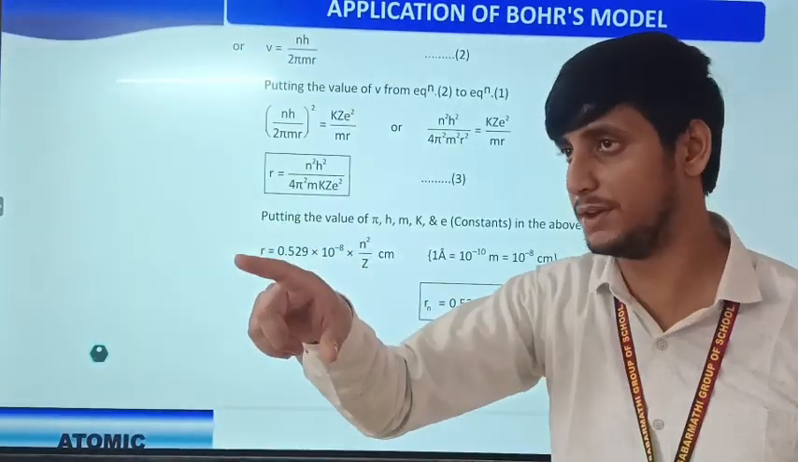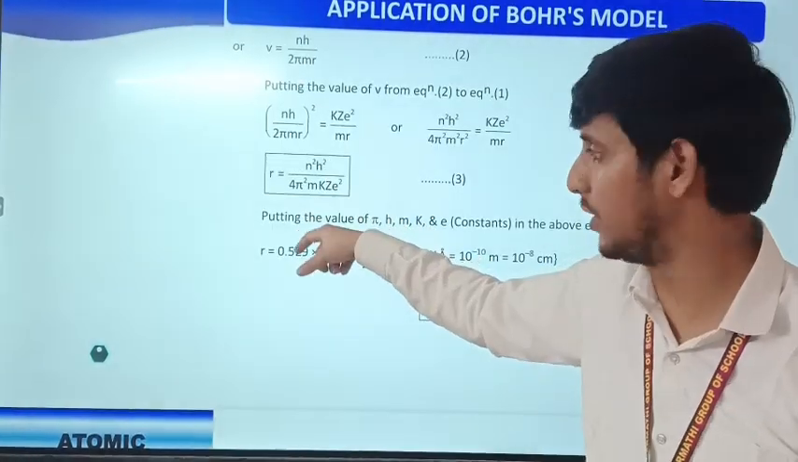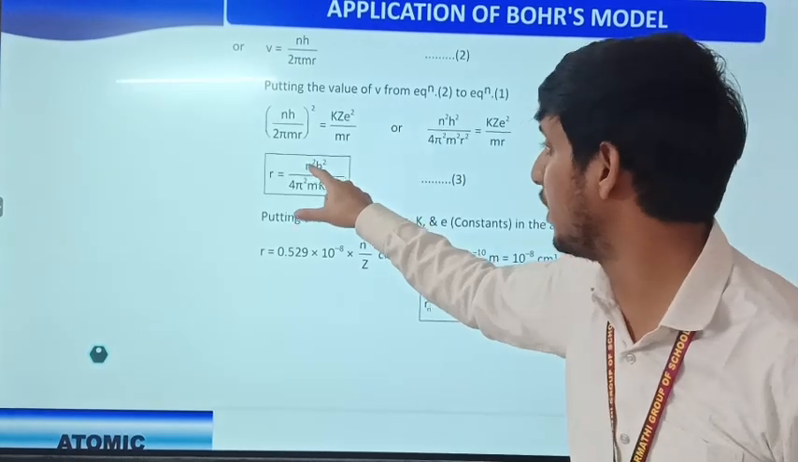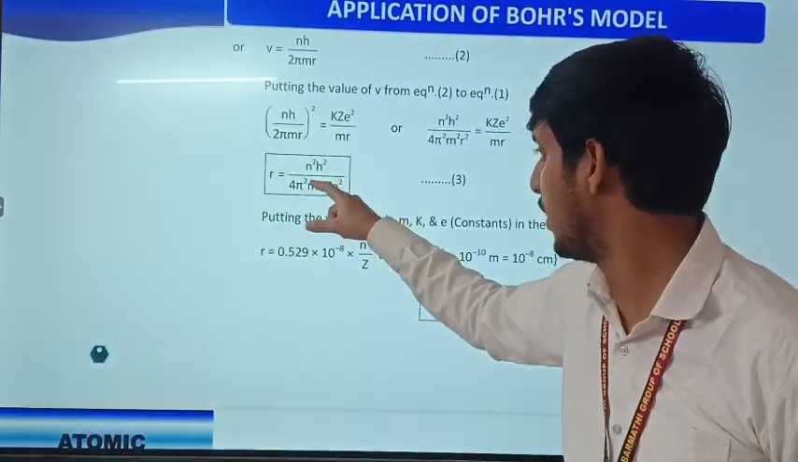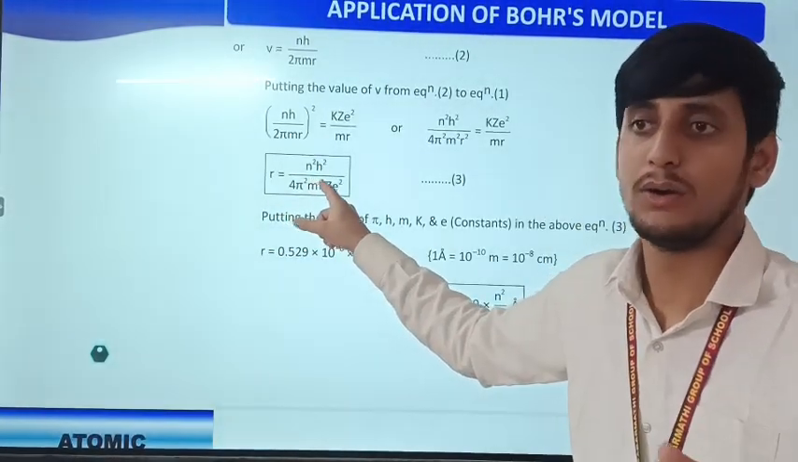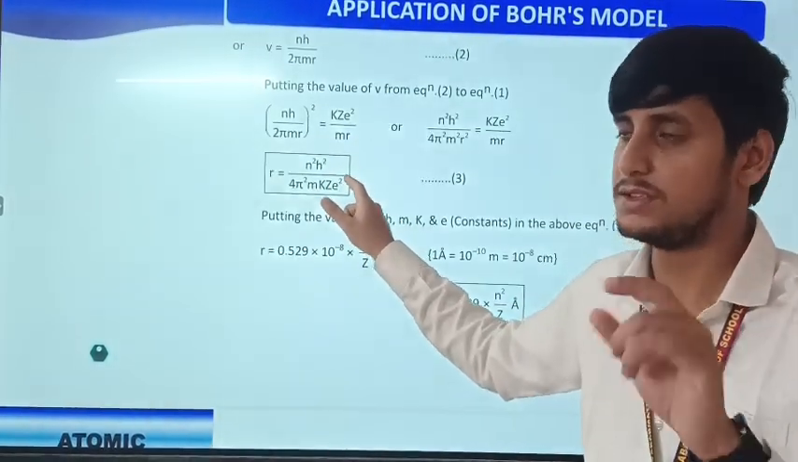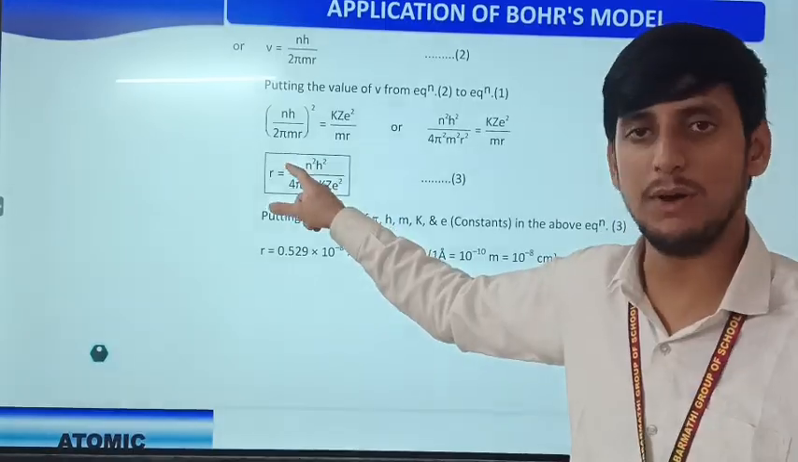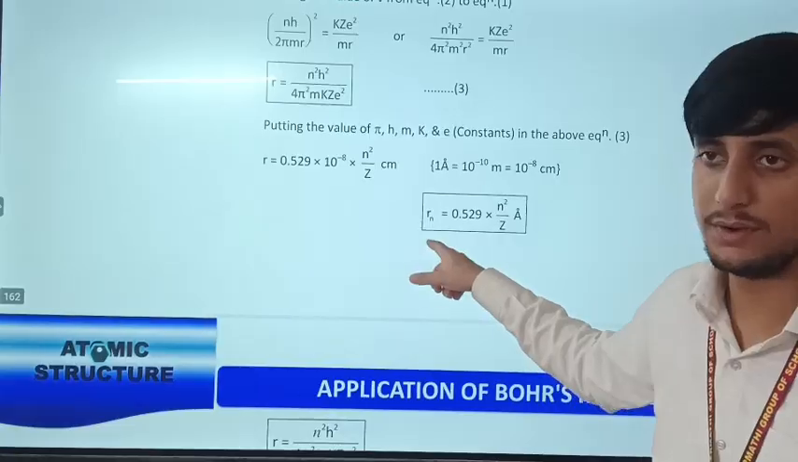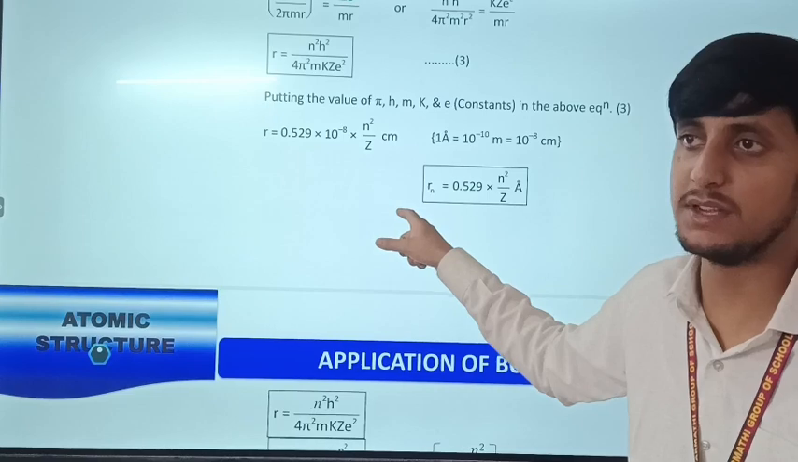R equals, and you need this too, they already asked it. R equals n square h square upon 4 pi square m k Z e square. After putting all the constant values: h is Planck's constant, m is the mass of electron, k is the Coulombic constant, Z is the atomic number, e is the charge on the electron, and n is the number of the orbit. After putting all the constants, we get the radius of orbit. n represents the number of the shell.